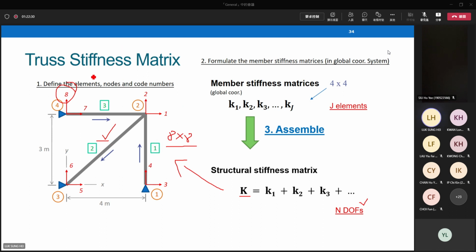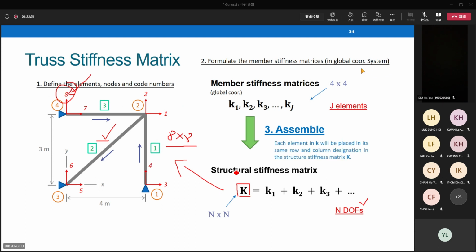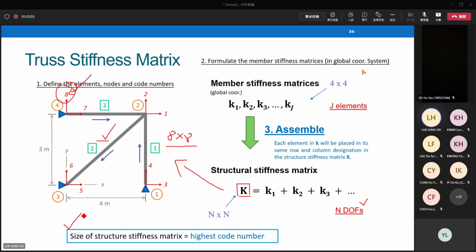So the highest code number here should give you the idea about the size of K. K is a square matrix, and the size equals the degrees of freedom. So before conducting this operation, you know the dimension, N by N in general. The size of the structure stiffness matrix, big K, equals the highest code number.